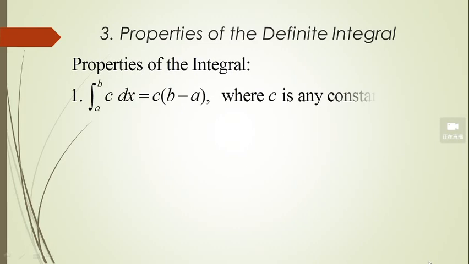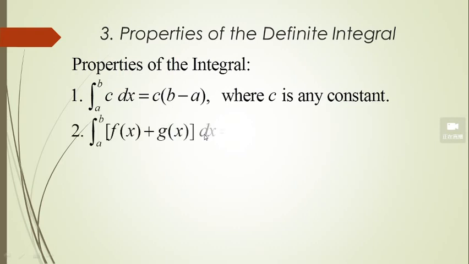The first one we have already explained before, right? If the function f(x) equals c, which means the function is a constant c, then the definite integral equals c times (b minus a). No matter if this c is a positive or negative constant, and here b usually is greater than a. The upper limit is greater than the lower limit.